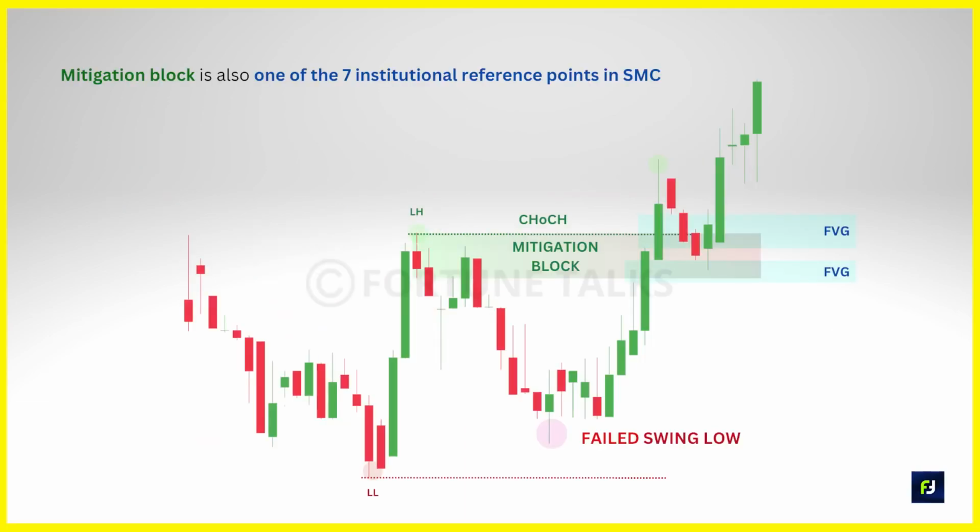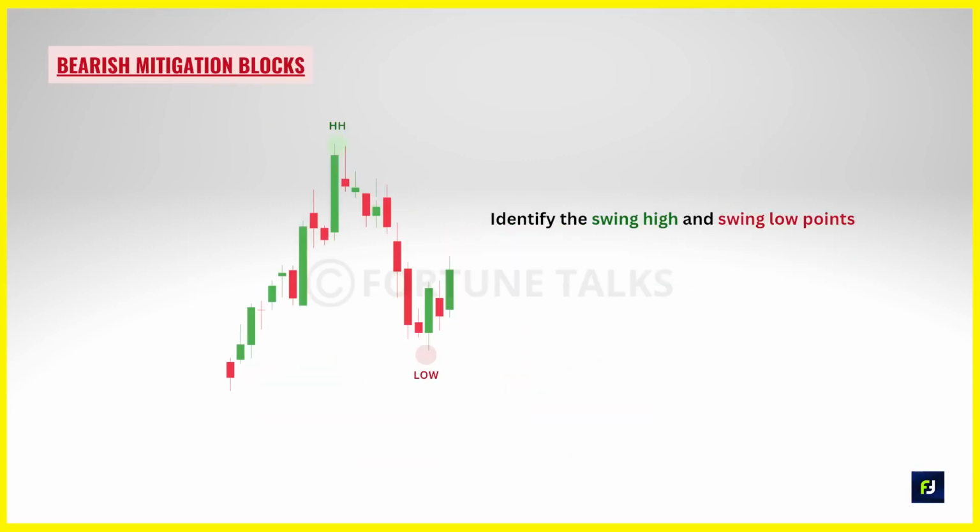Now keep in mind that just like a breaker block, the mitigation block is also one of the 7 institutional reference points in SMC. Mitigation block trading is also applicable in minor structure. Mitigation blocks can be used to take trade positions from the internal market structure when formed within a PD array. Now let's quickly touch upon a bearish mitigation block.